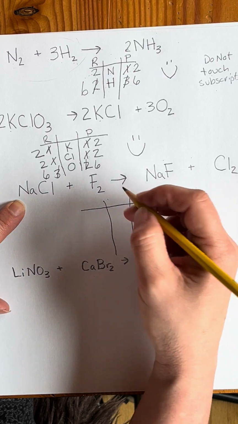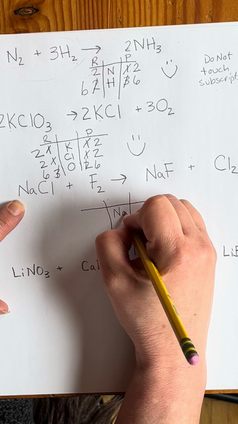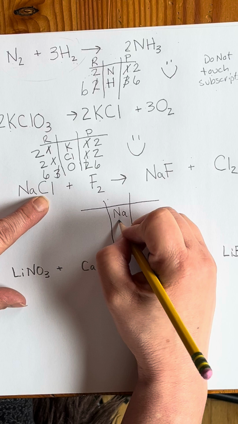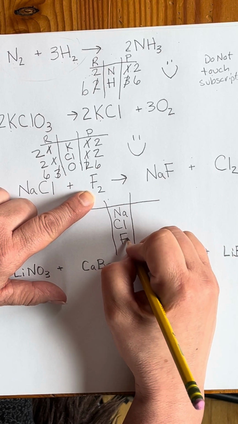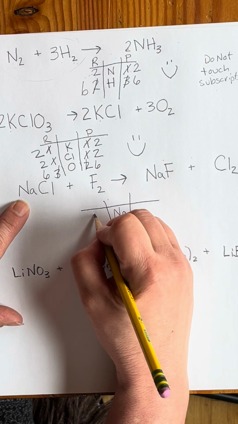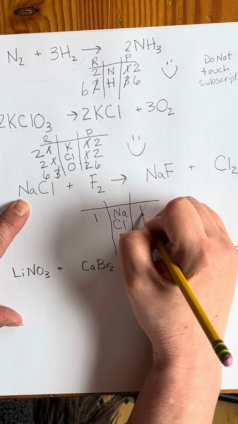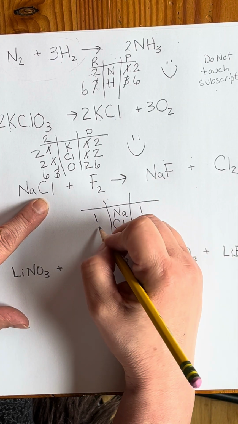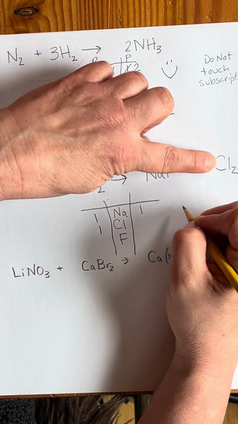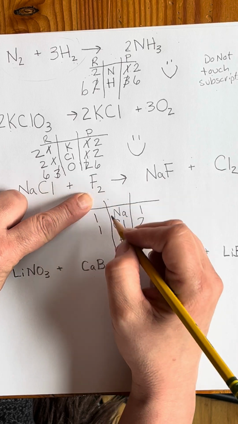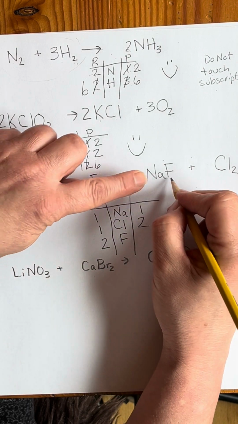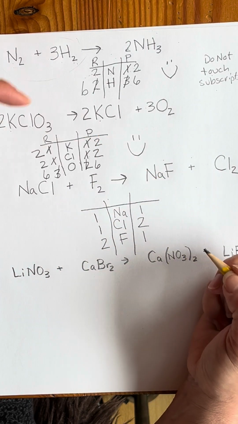All right, let's do this again. Sodium, chlorine, fluorine. So we have 1 sodium on this side, 1 sodium on that side, 1 chlorine on that side, 2 chlorines on that side, 2 fluorines on this side, 1 fluorine on that side.